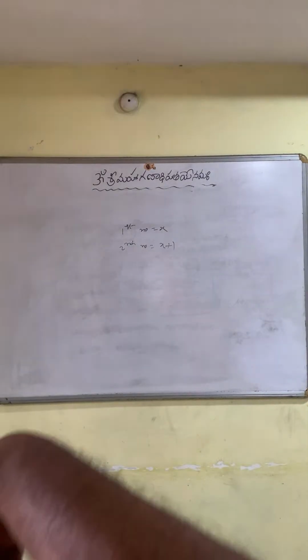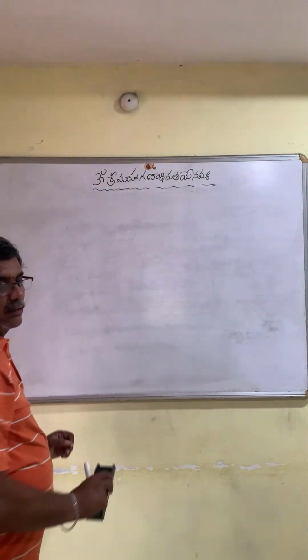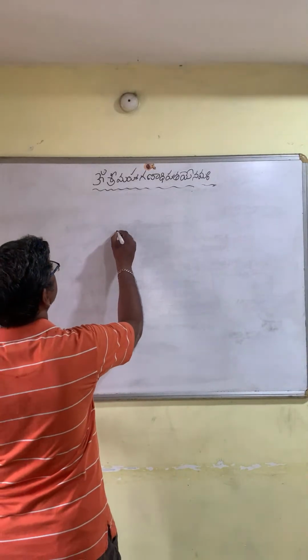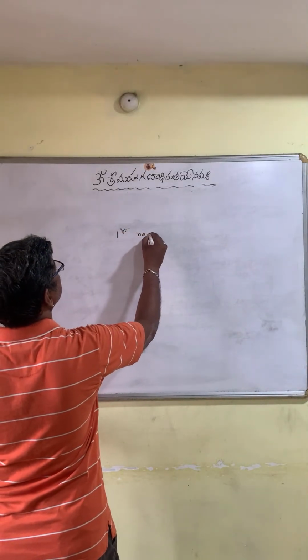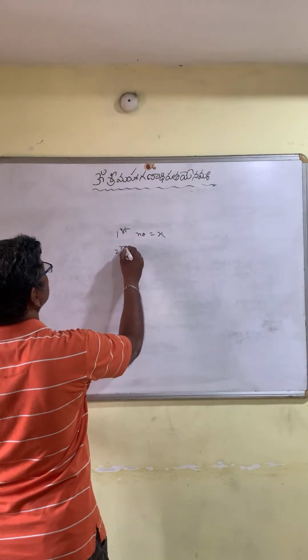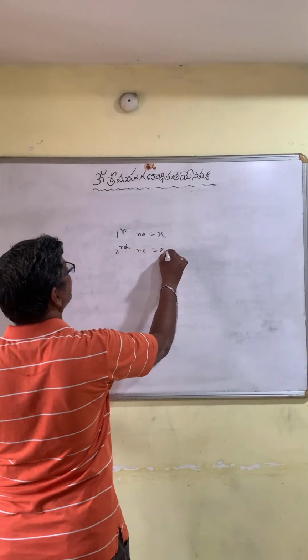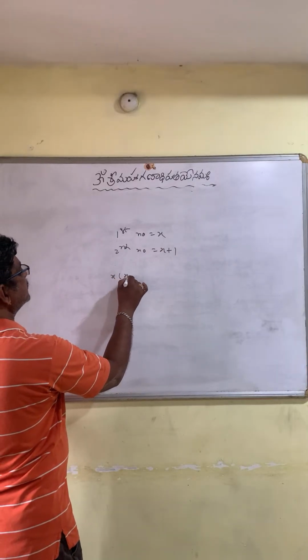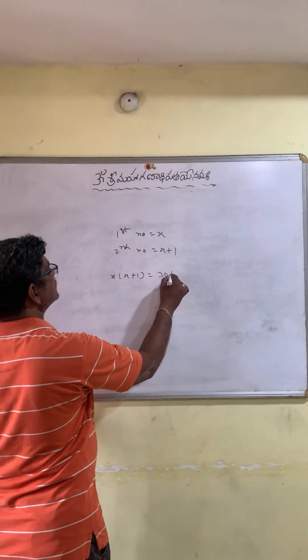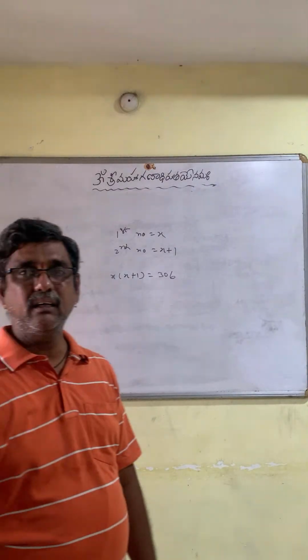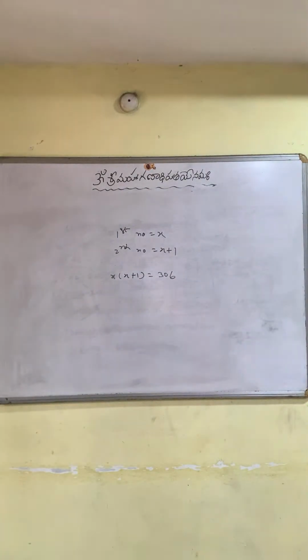Because they are consecutive numbers. The first number is x, and the second number is x plus 1. Given that their product is 306, find the numbers. Children, do it fast. What are those two numbers?